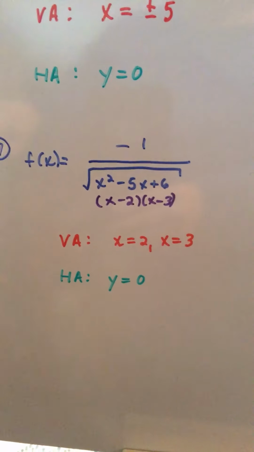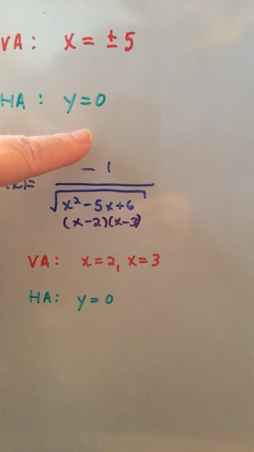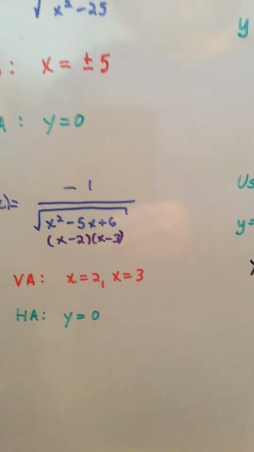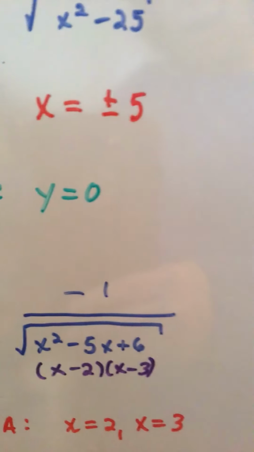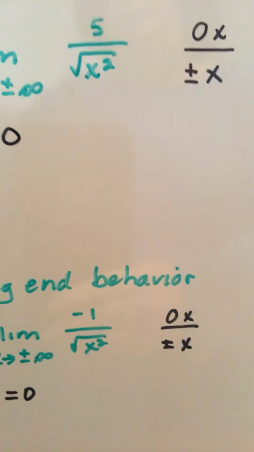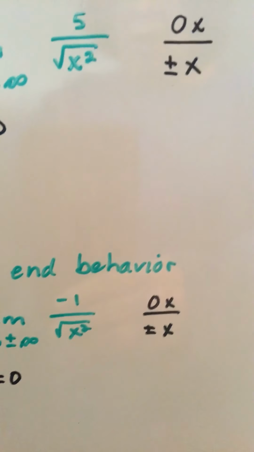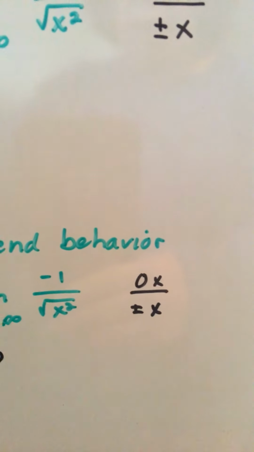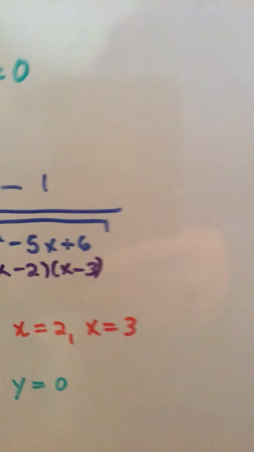Again, factoring, I get x equals 2, x equals 3. The degree of the top is less. I'm done. Or looking at end behavior, I really start out with, oh, y is the limit of this. Using end behavior, which is the limit of this. Again, which is a plus or minus x, but since you're going to get 0, it doesn't matter.